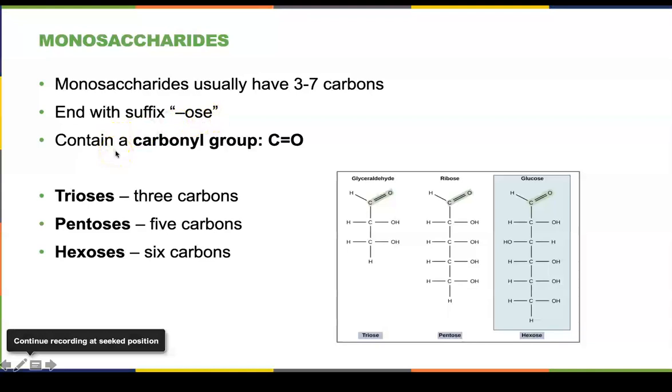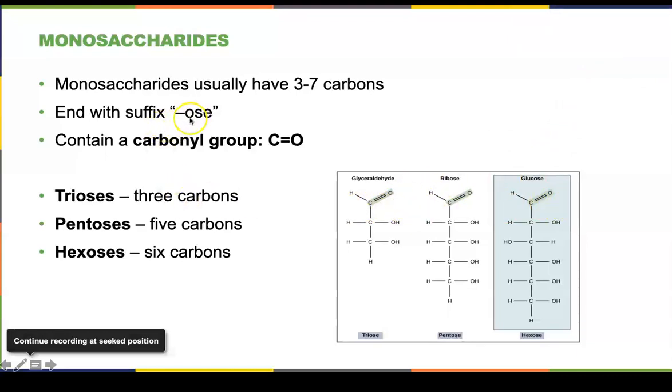A common feature of monosaccharides is that they include a carbonyl group, at least when the monosaccharides are in their linear forms, as shown in these diagrams. A carbonyl group is a carbon double bonded to an oxygen. And you can see in the diagram at the bottom right 3 examples of where that carbonyl group is in 3 different monosaccharides that we will talk about during the semester.